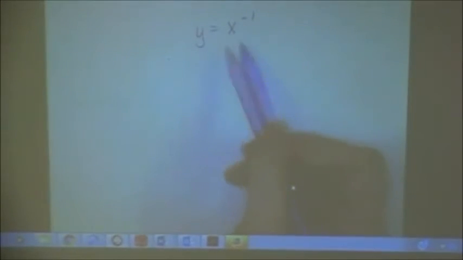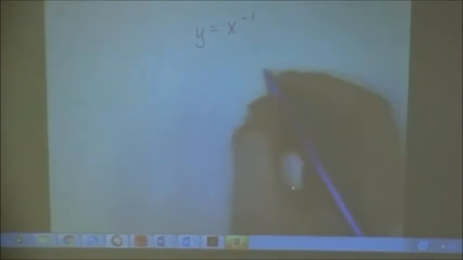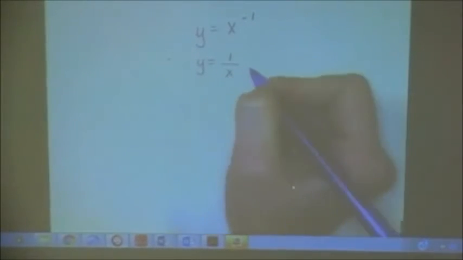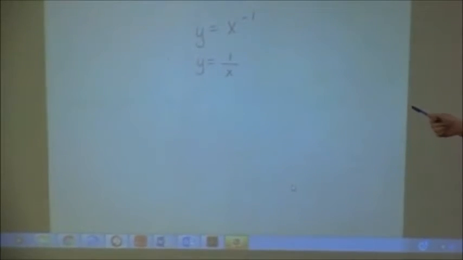Can I write that like that? No. What do I have to do? You have to bring the exponent down. So it would be like this. Yes. And what function is that? Log, no, give me a minute.